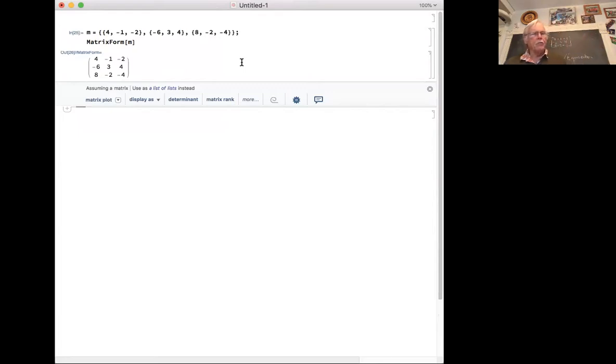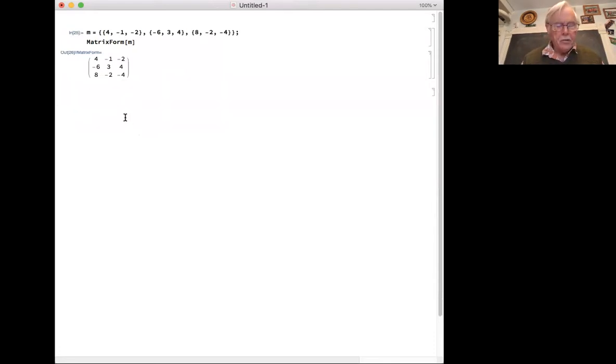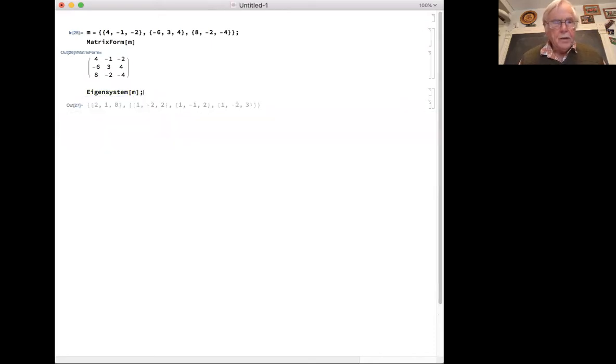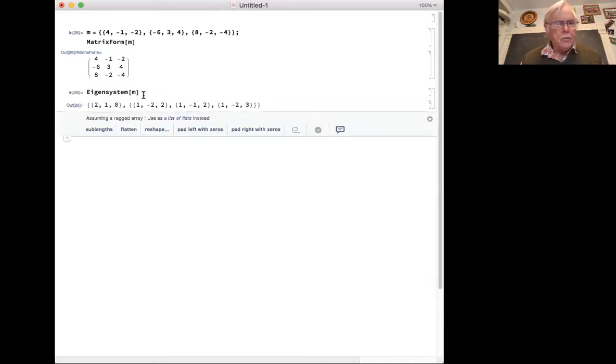And now I'd like to look for the eigenvalues and eigenvectors for this matrix. So let's do that down here. Eigensystem for M. There it is. So what does this tell you? In this first part, the 2, 1, 0, these are your eigenvalues, 3 eigenvalues.